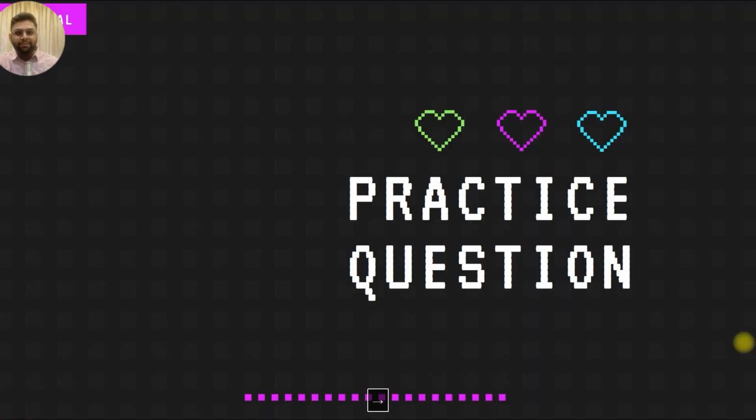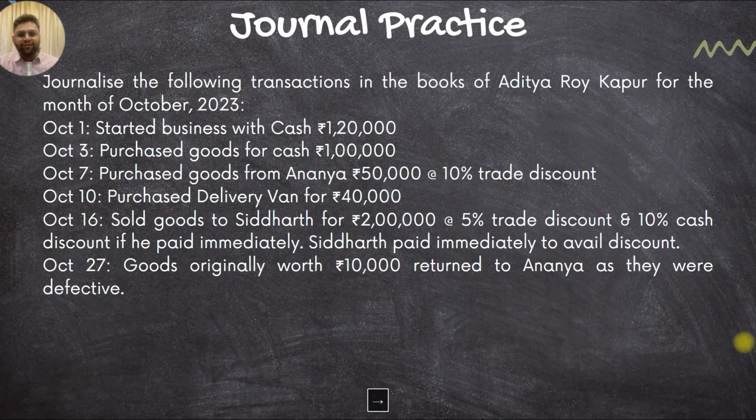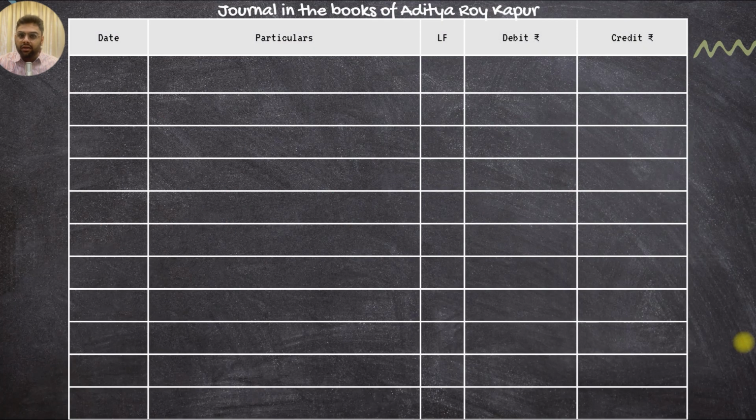Finally, we can start with the practice question. Journalize the following transactions in the books of Aditya Roy Kapoor for the month of October 2023. Journal बना ले पहले in all its format. Journal ready. But अब क्या करेंगे?